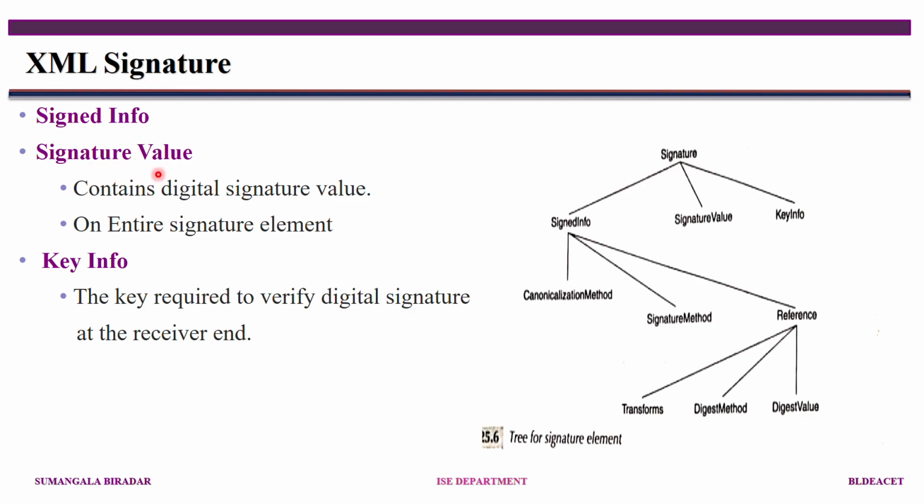Next one is the signature value. Signature value is the digital signature, or an entire signature element. As I told you, the signature may be the whole signature, or it may be in the form of the hash value, the digest value. That comes under the signature value. Key info is the key required to verify the digital signature at the receiver end.